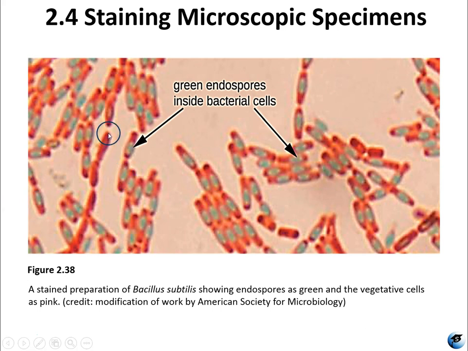So ideally, and endospore stains are kind of tough to pull off. They are. You'll see when we do them in lab. But ideally, you should have some vegetative cell left, or what is known as a mother cell that's undergoing sporulation. That will be pink. And then the endospore itself should be green.